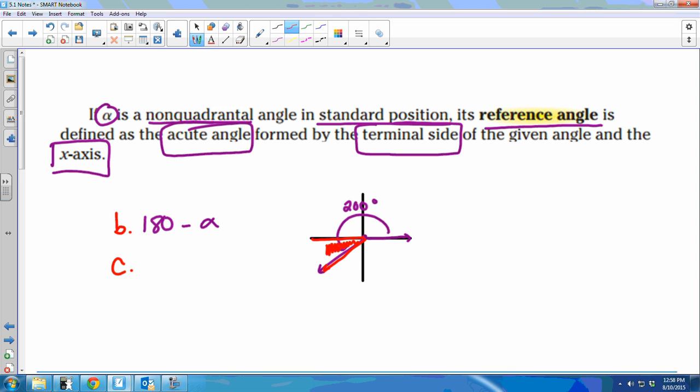So we have a 200-degree angle. So how am I going to find that little red section? Right, so what's this angle right here? 180, right? If I go farther, I get to my 200, so I'll just do 200 minus 180, right? And that gives me 20, so this reference angle will be 20. So we would always take our angle and subtract 180. That'll always give us our reference angle.